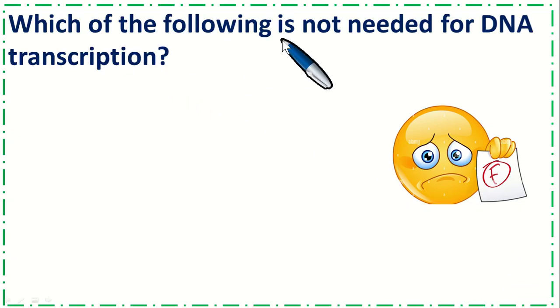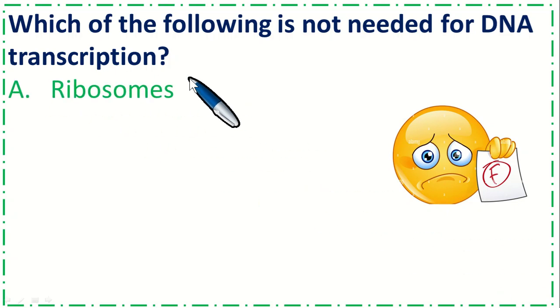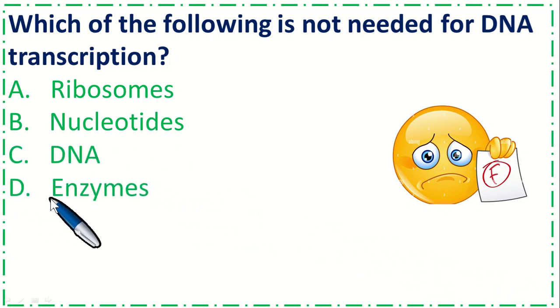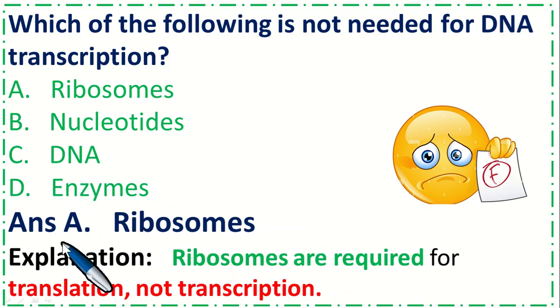Which of the following is not needed for DNA transcription? Option A, ribosomes, B, nucleotides, C, DNA, and option D, enzymes. So the correct option is A, ribosomes. Explanation: ribosomes are required for translation, not transcription.